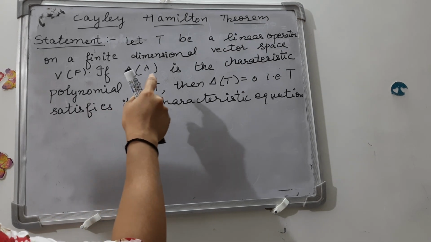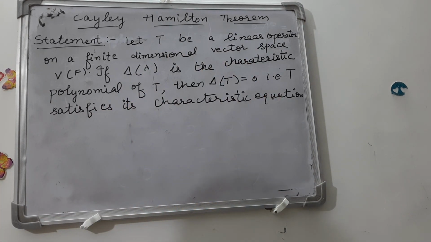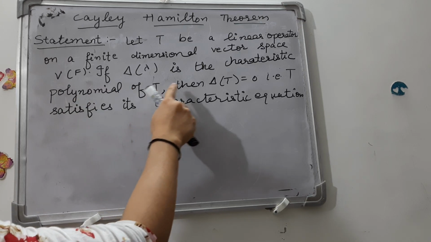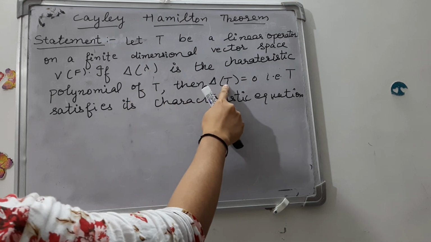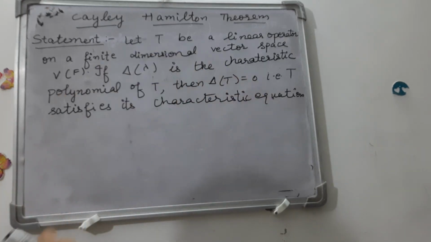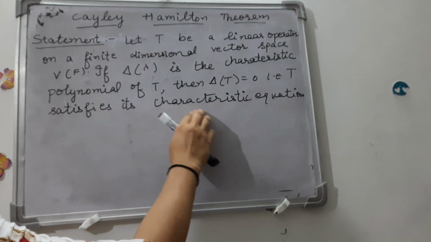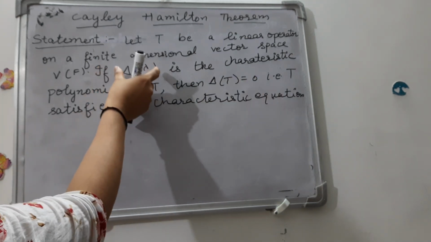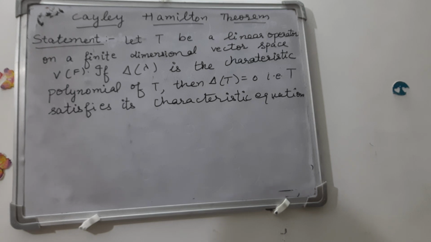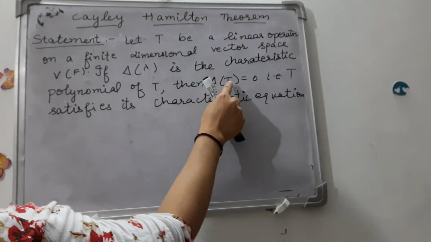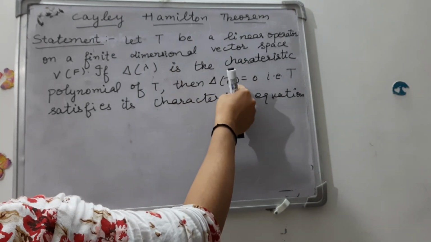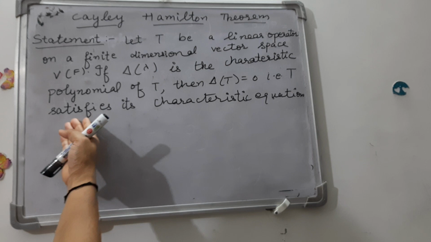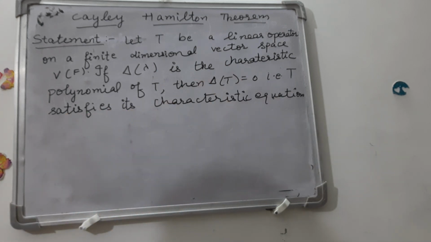If delta lambda is a characteristic polynomial of T, then delta at T equals 0, putting T in place of lambda. When we put T, then that is equal to 0. That is, T satisfies its characteristic equation. This is the characteristic polynomial for T, and when we replace lambda with T, then delta of T equal to 0 means T satisfies delta lambda equal to 0, means T satisfies its characteristic equation. This is the statement of the Cayley-Hamilton theorem.